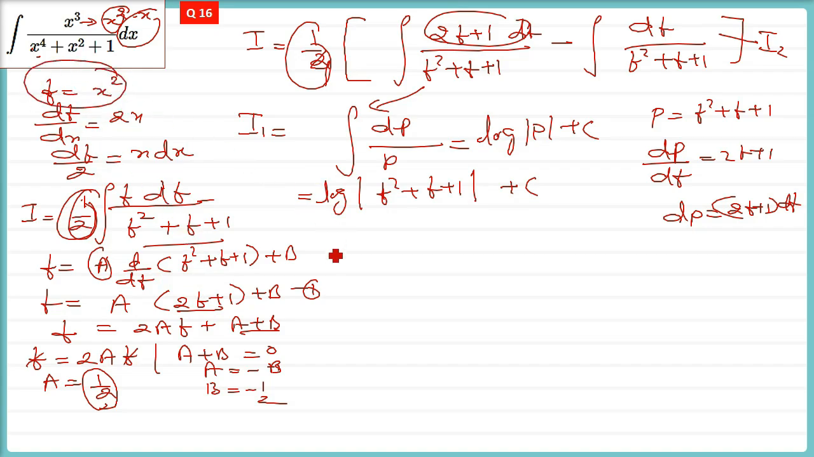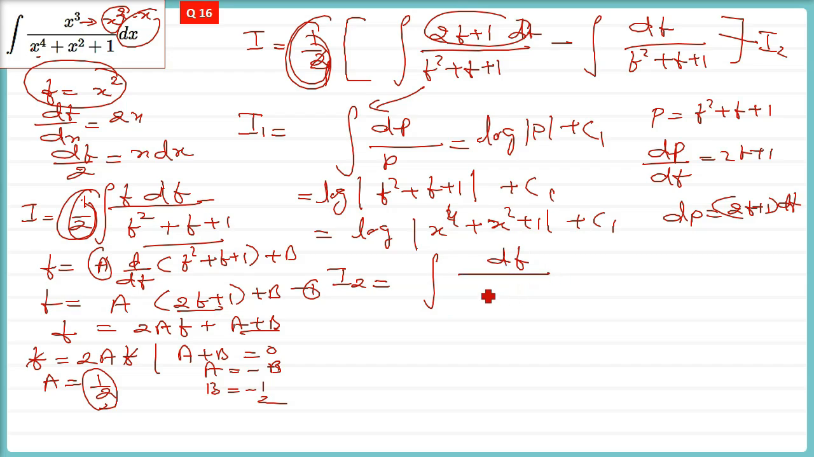So the original expression in the denominator, which is x raised 4 plus x square plus 1, will come here. So log modulus x raised 4 plus x square plus 1 plus constant of integration, which you can write as c1. 1 by 4 is already there. We'll take it later. I2 is what?